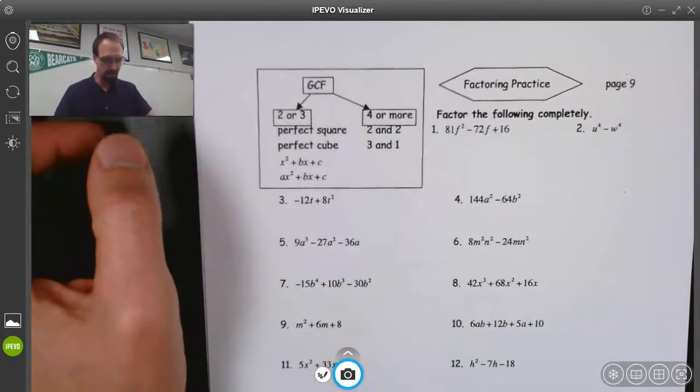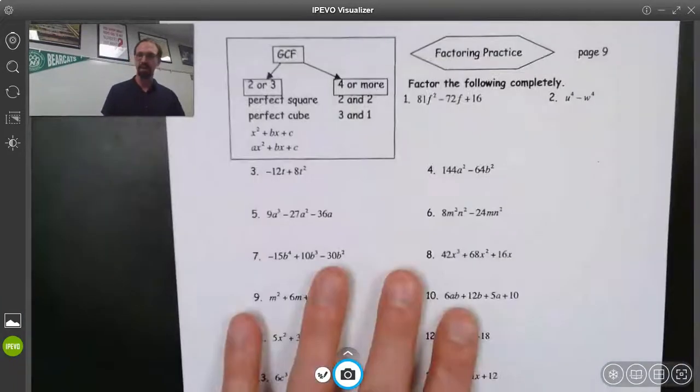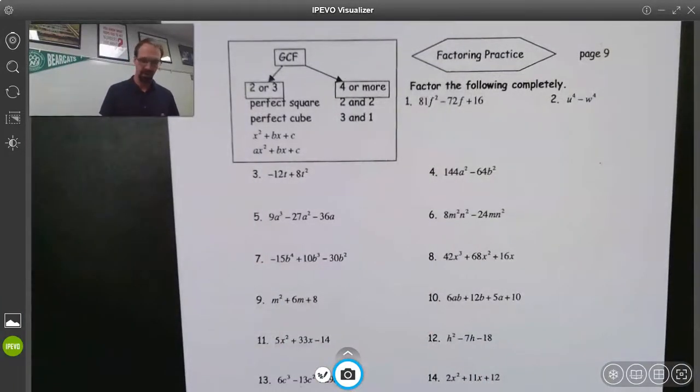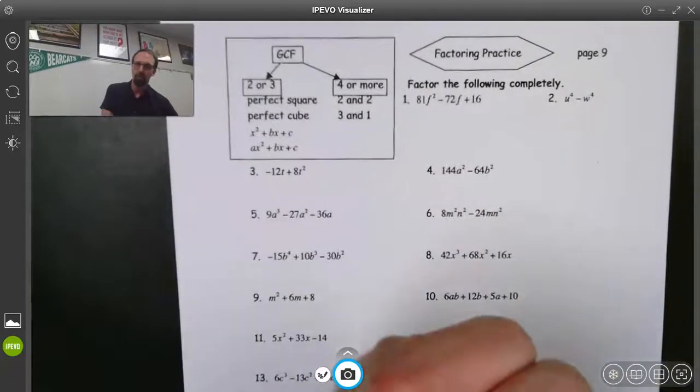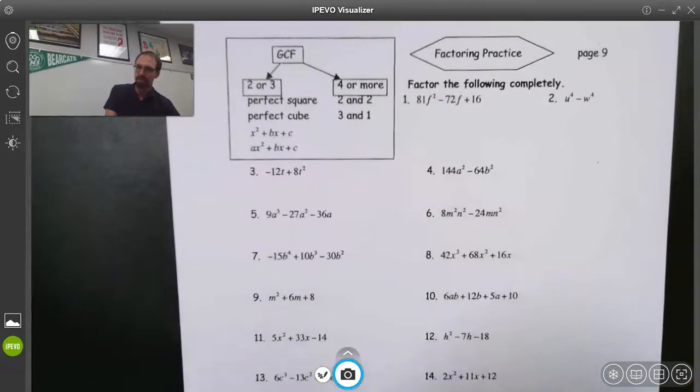Page 9, number 2, we'll start with this one. I'm just going to do a couple on each page, 3 on each page. u to the 4th minus w to the 4th. We see these fourth powers, and this is actually a difference of squares.